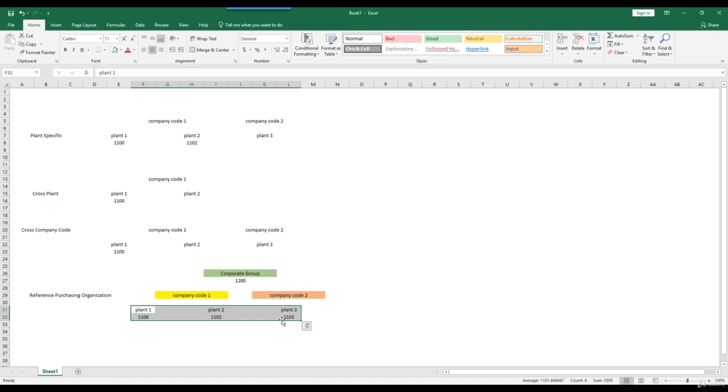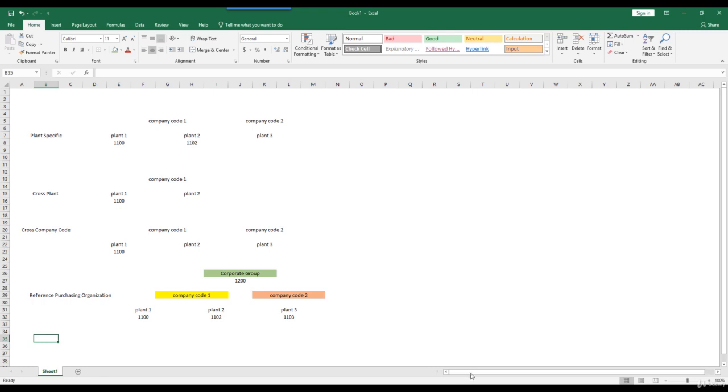If you have a scenario where all local procurement is taken care of by the plant specific purchasing organization, and for all international procurement we have a separate purchasing department, they are responsible for international procurements, dealing with the vendors, creating agreements. Then you need to create a reference purchasing organization as well as a purchasing organization at plant level. Hope you understand. This is called a reference. This is called a local purchasing organization.